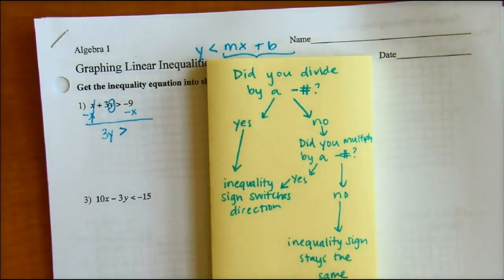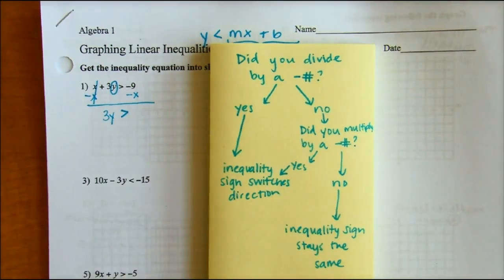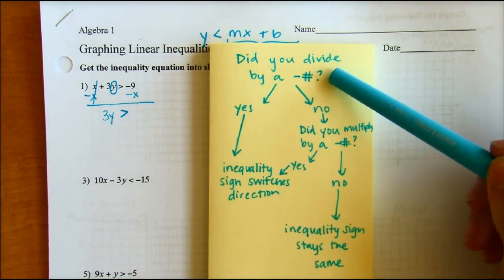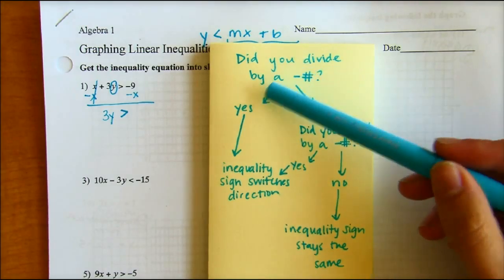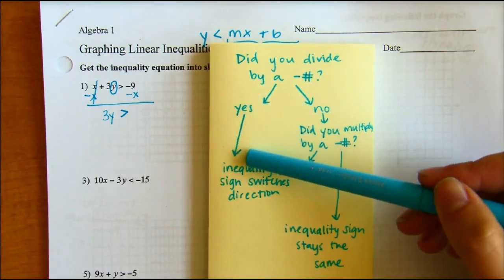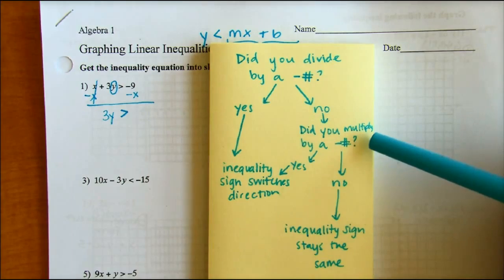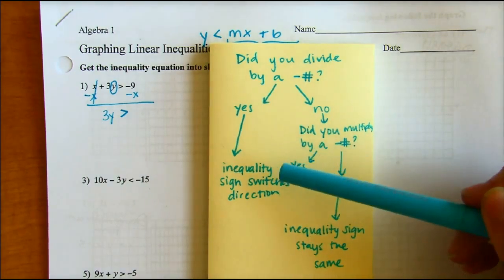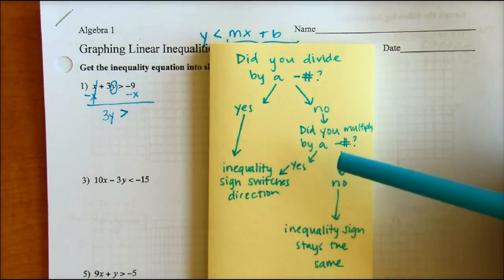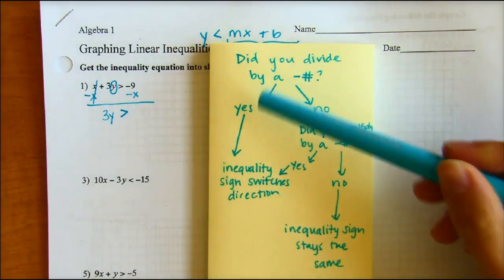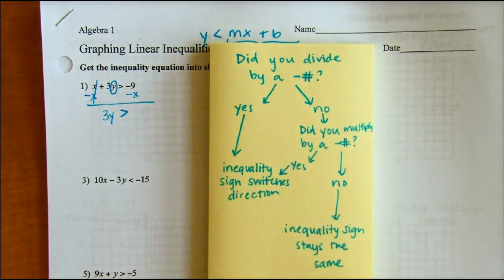This little flow chart off to the side, I'll leave up on the screen while we're doing these, but it's just a set of questions to ask yourself. You're going to start by asking, did you divide by a negative number? If your answer is yes, then your inequality sign is going to switch directions. If your answer is no, you're going to ask yourself, did you multiply by a negative number? If your answer to that question is yes, your inequality sign will switch directions. If your answer is no, your inequality sign stays the same. We're going to go through this at every step that we do.